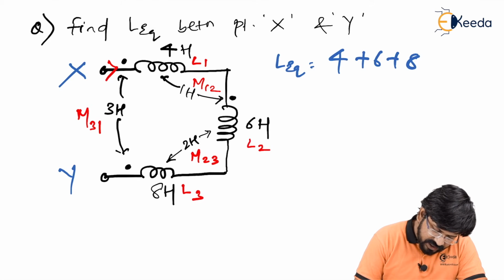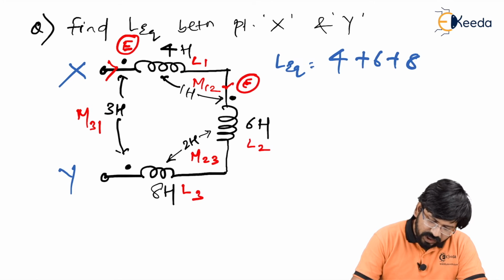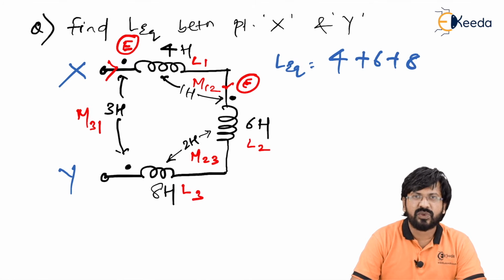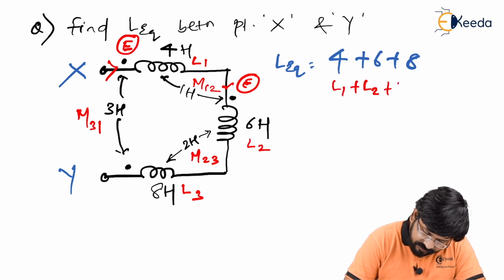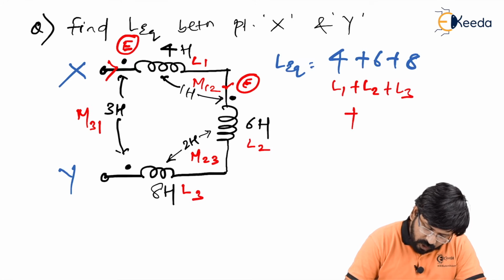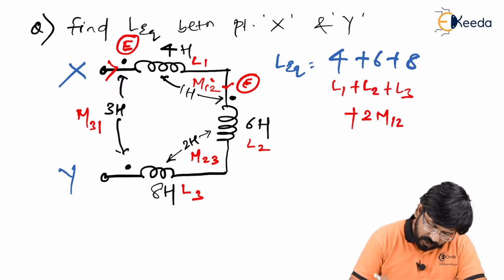So for coil 1, it is entering by the dot. And for coil 2 also, it is entering by the dot. What does that mean? It will be plus 2M or minus 2M? Plus 2M. So what am I supposed to say? It is actually L1 plus L2 plus L3 plus, for L1, L2 I am talking about, it would be plus 2 M12. So I am done with this M12.